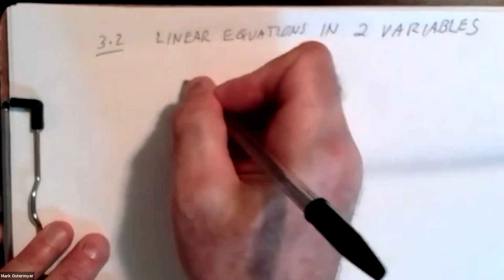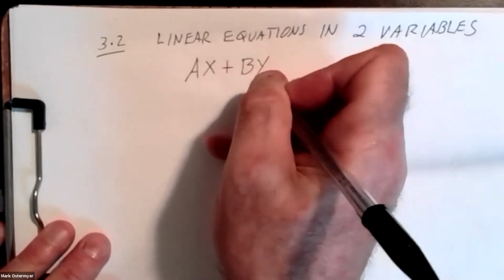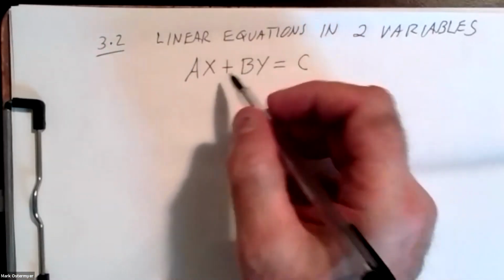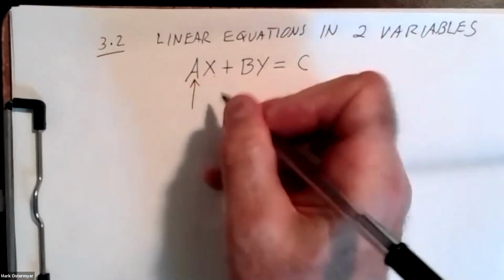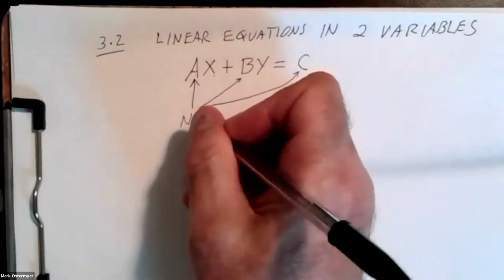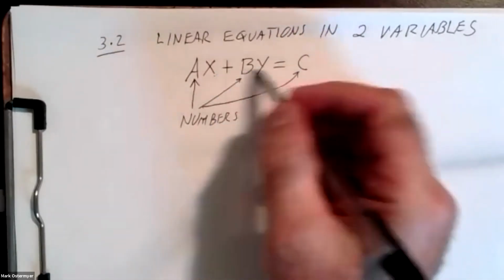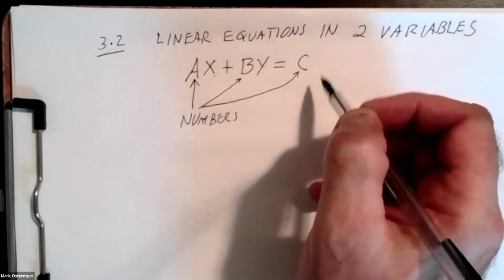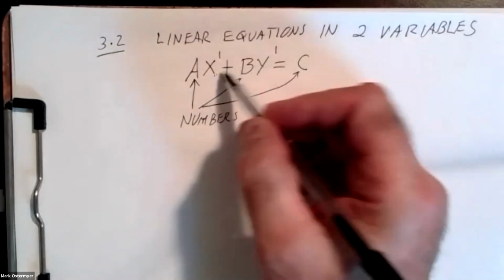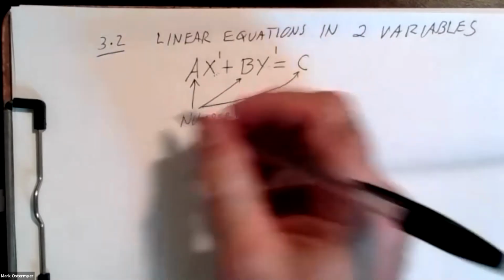And in general, these equations look like this. AX plus BY is equal to C, where the two variables are X and Y, and A, B, and C are just numbers. A, B, and C are numbers. The two variables are X and Y. We call this a linear system because both X and Y are raised to the first power. So that's a linear relationship or linear equation involving X and Y.